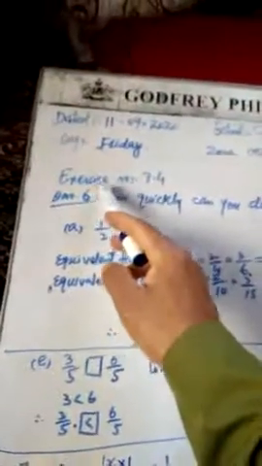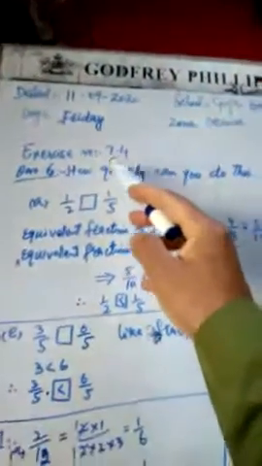Dear guys, we are solving exercise number 7.1. Today we are going to solve questions number 6 and 7. Question number 6 says, here are two pairs of fractions. We have to say whether the first fraction is smaller than, greater than, or equal to the other fraction. We have to put these signs in the blank spaces between the two fractions.